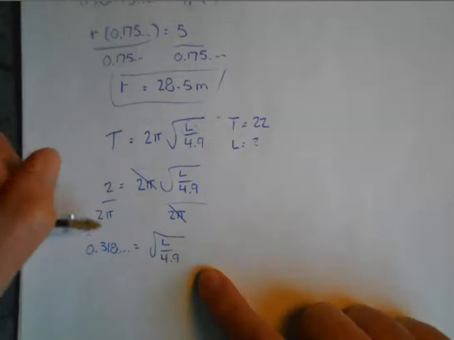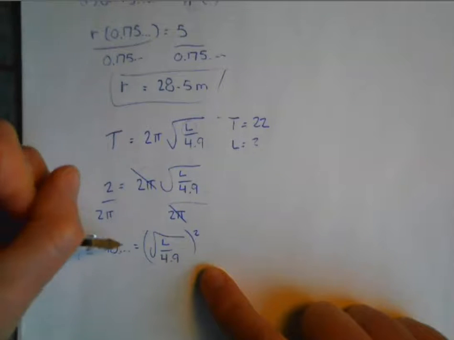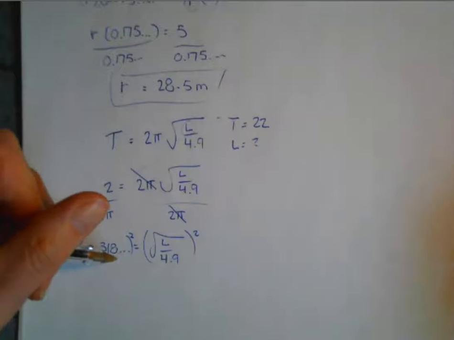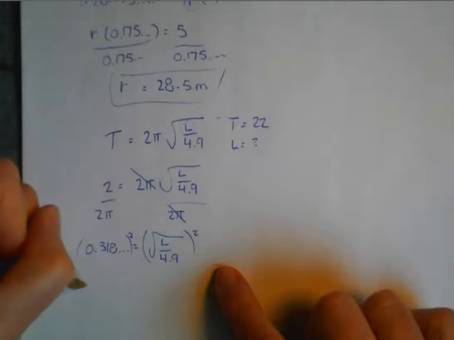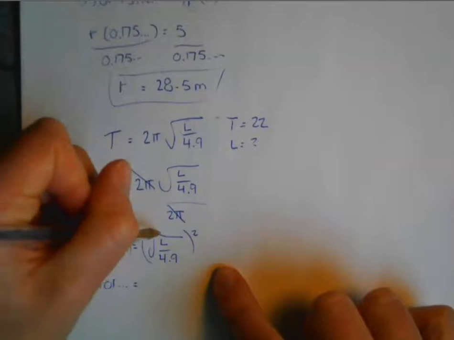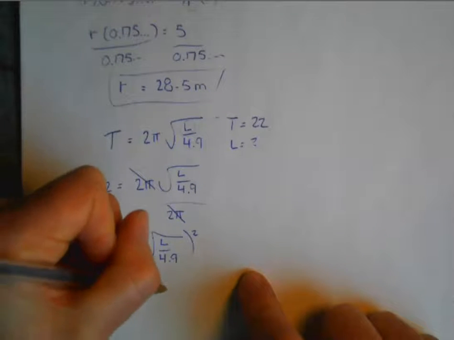So now, same step as before, I want to get rid of this square root, so I have to square the whole thing. And if I do that to one side, I have to do it to the other. So if I square 0.318, I end up with 0.101, something like that, equals, and then the squaring got rid of my square root, so I have L over 4.9.